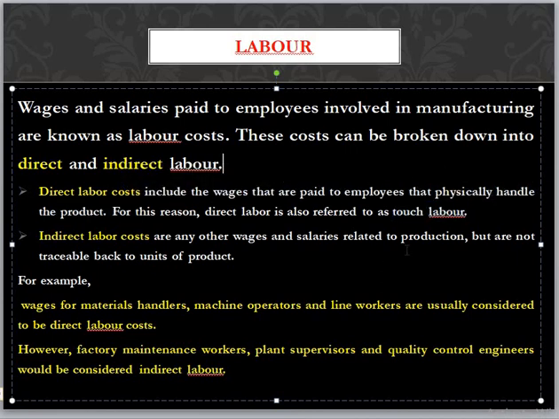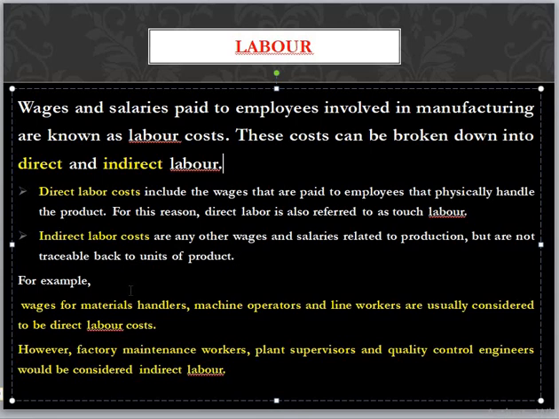So what is direct labor? Direct labor means payment of wages to that particular person who is operating the machine, who is actually doing the production, without whom production is not possible. Whereas indirect labor cost means any other wages and salaries related to production but not traceable back to a unit of product.